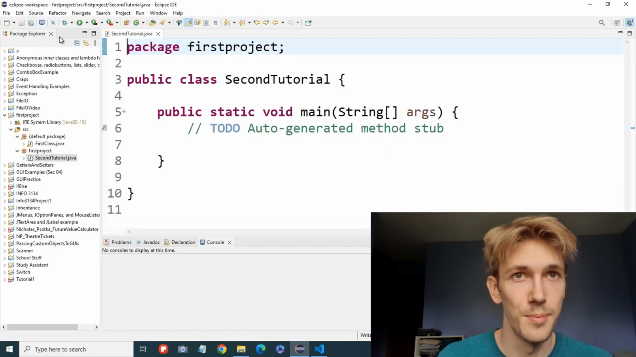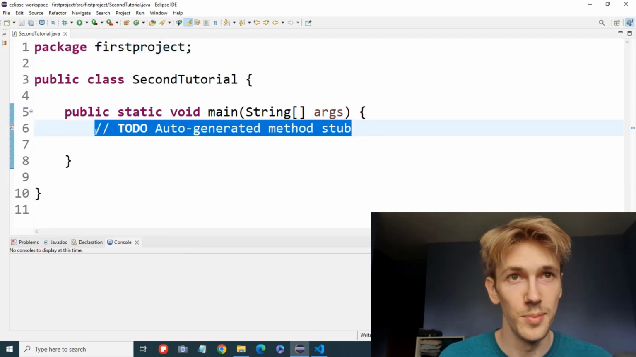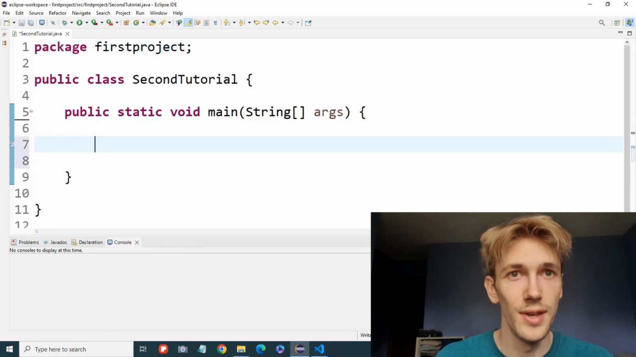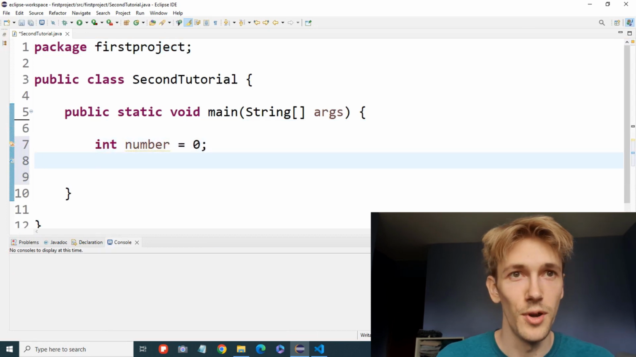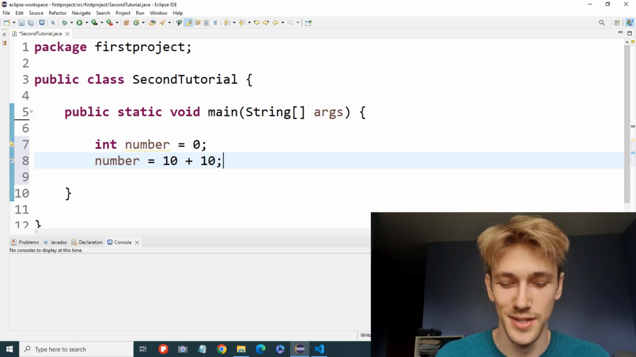To start with, let's do some math. Let's make a variable. We'll call it number. It'll be an integer. I'll go int number equals 0. And now we're going to do some arithmetic. We're going to go number equals 10 plus 10. And as you can probably guess, number now has a value of 20. So if we printed it out, we would just get 20.